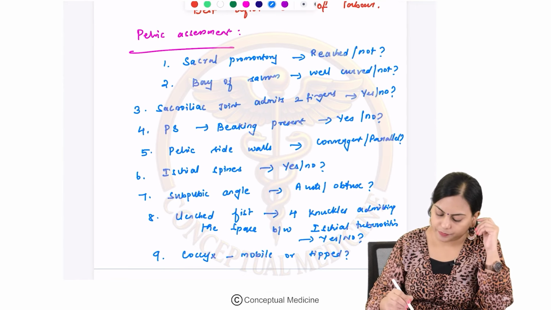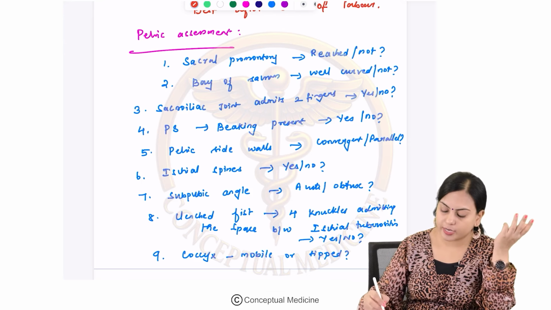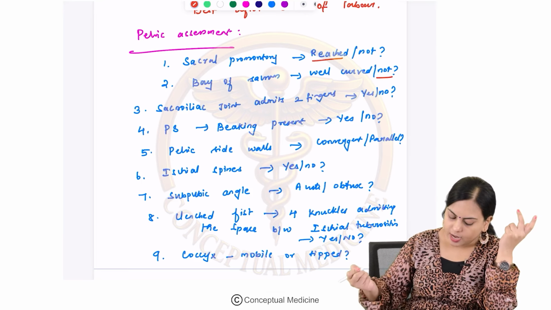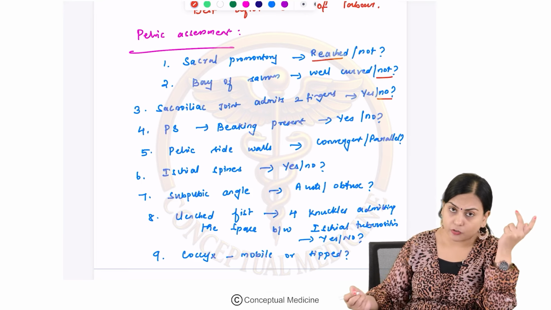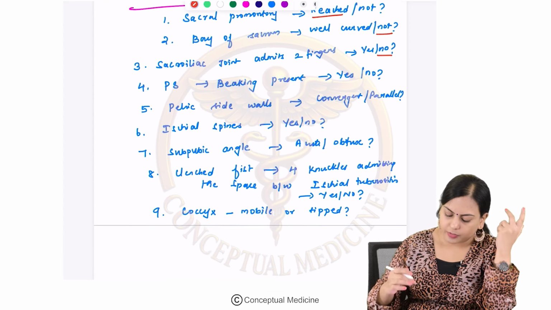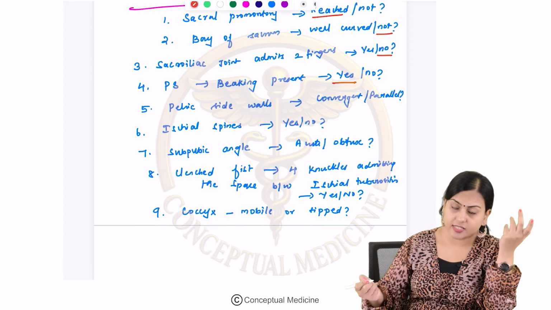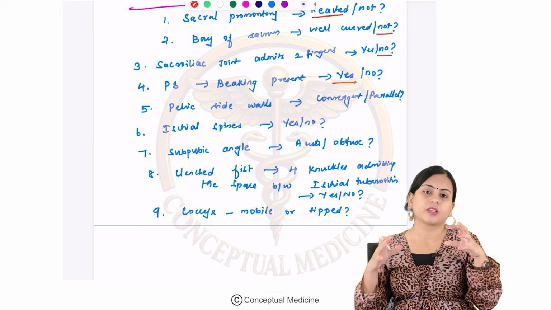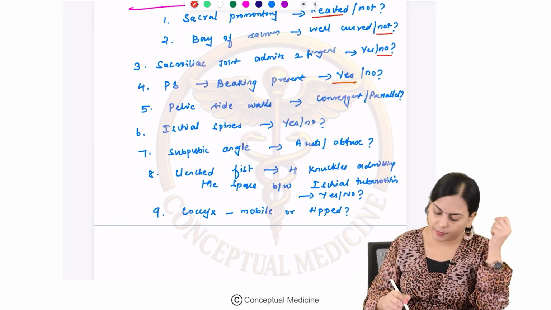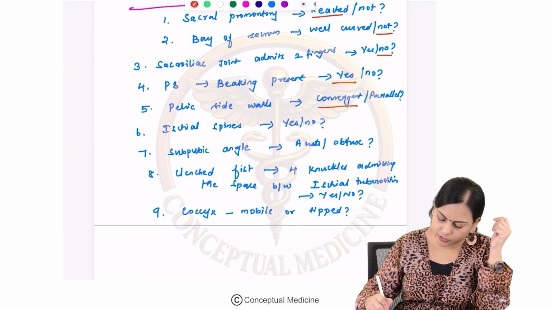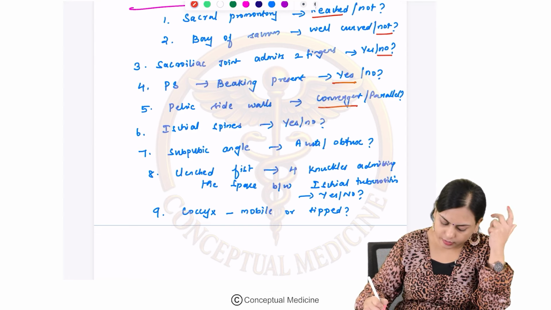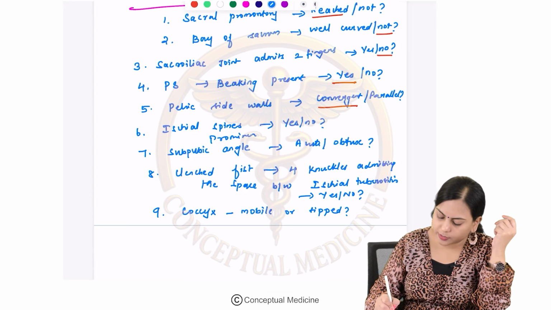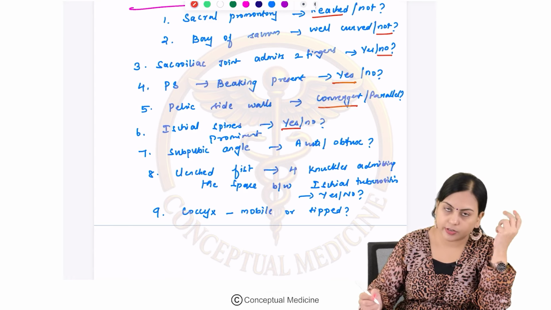If you get answers like the sacral promontory is reached easily, the bay of sacrum is not well curved, the sacroiliac joint does not admit 2 fingers, and beaking is present in the pubic symphysis, then all of these answers are going to reduce the pelvic diameter. Pelvic side walls being convergent, and ischial spines being prominent, will also reduce the diameter, right?